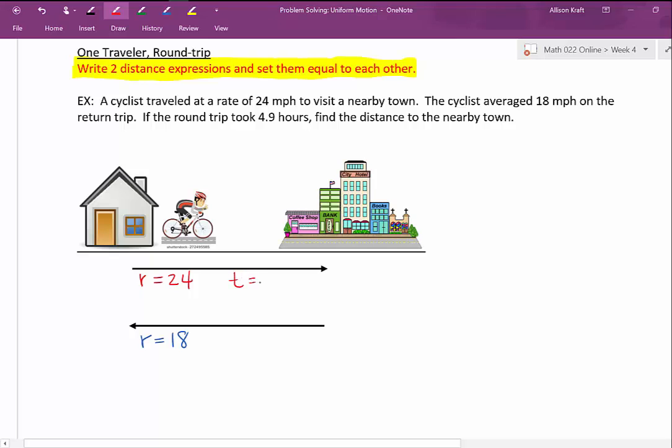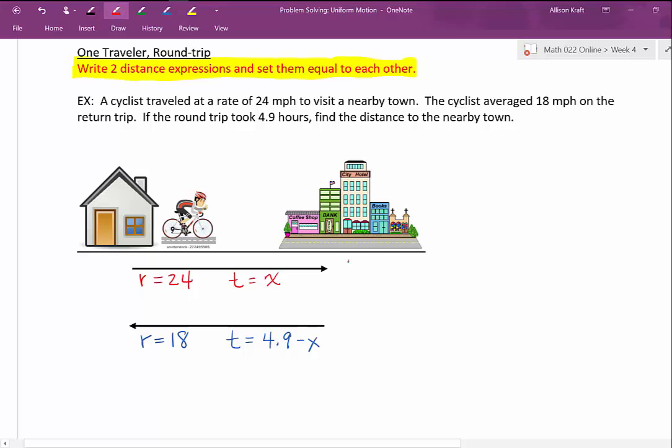The round trip took 4.9 hours. They don't tell us explicitly how long he biked either direction. So we're going to let the first one be x because I don't know what it is. They did tell us, though, that the total time was 4.9 hours. The time left for the return trip is going to be 4.9 minus x. We spent x hours going, so we need to deduct that from the total amount of time, which is how we end up with the expression 4.9 minus x.